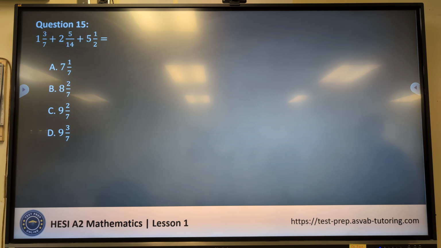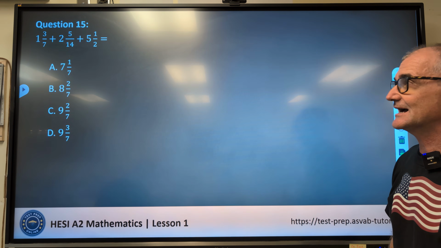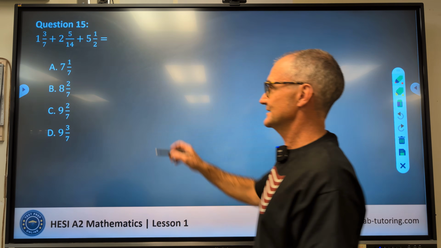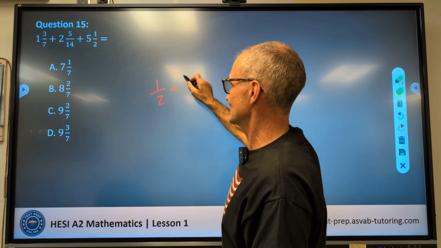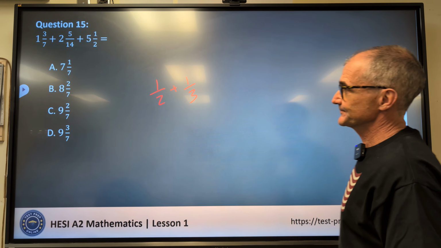All right, problem 15, fractions, mixed numbers. We've got a lot going on here. Actually, before we even do this fraction problem, let me just do a quick recap of adding, subtracting, multiplying, dividing fractions. If I have 1/2 plus 1/3, let's go back to that white pen.